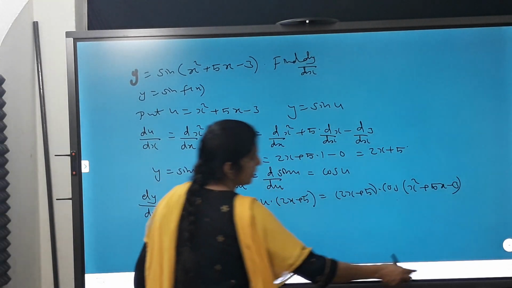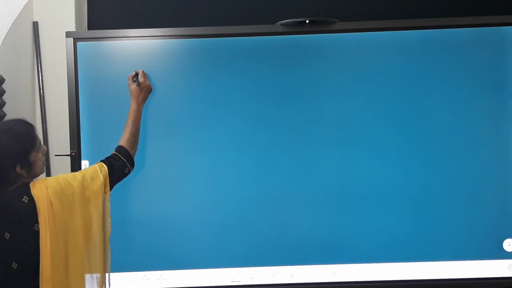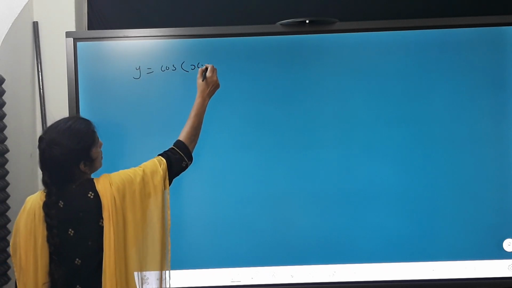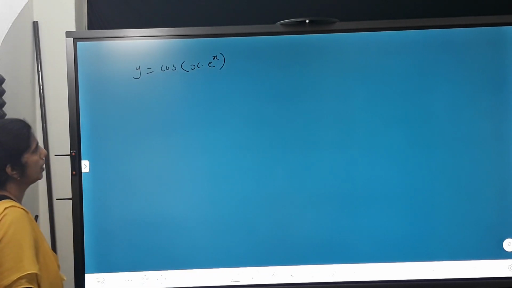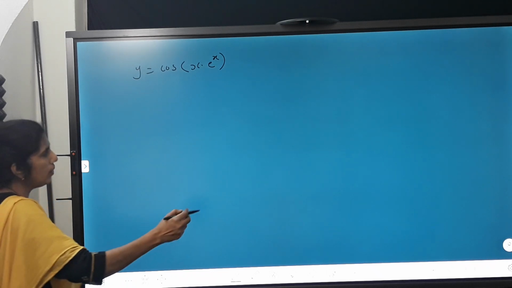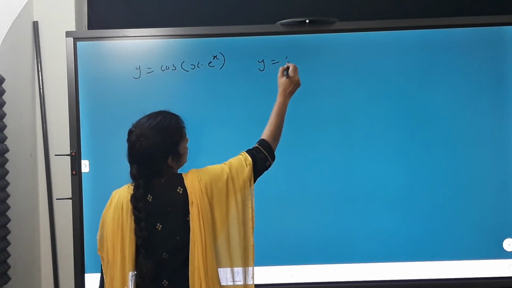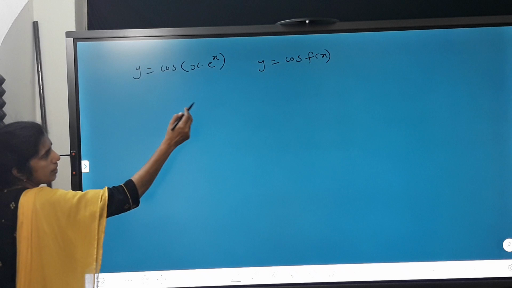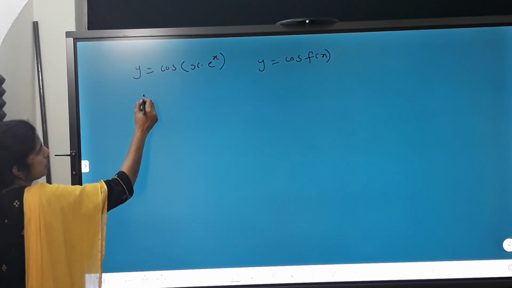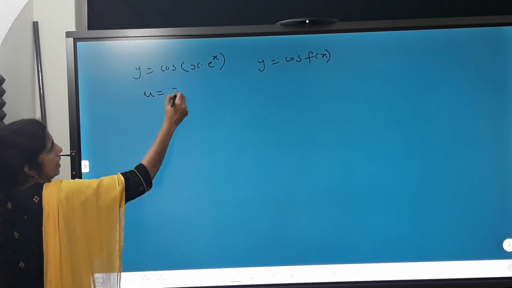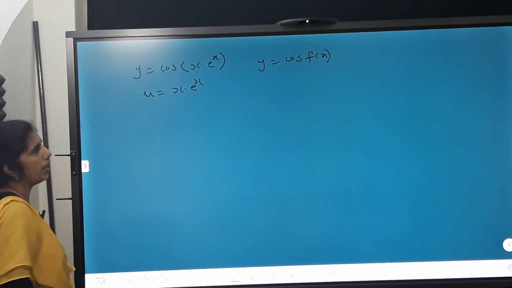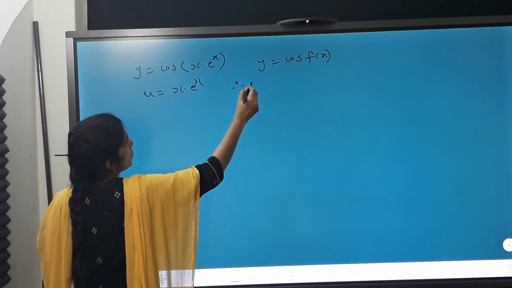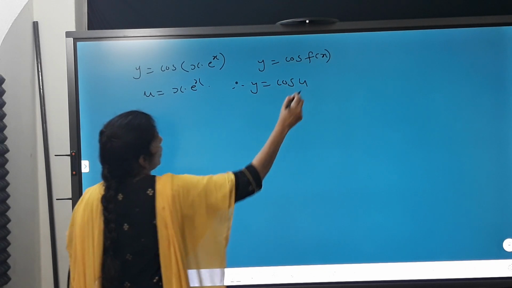Let us take another example. Consider the function y is equal to cos of x into e raised to x. So this is of the form y is equal to cos of f of x. Now, whenever it is of the form cos of f of x, our substitution is u equal to f of x. And our f of x is x into e raised to x. So our u equal to x into e raised to x. So y becomes cos u.